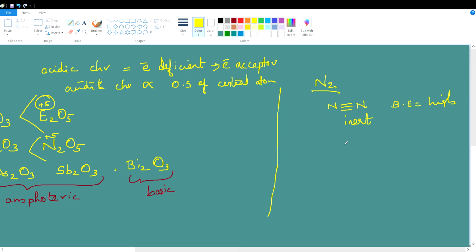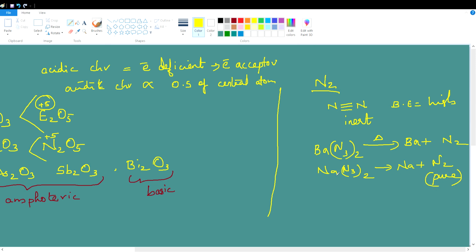Preparation methods of nitrogen: very pure nitrogen can be made by the decomposition of barium or sodium azide. Barium azide, when decomposed, gives barium and dinitrogen. Similarly, sodium azide on thermal decomposition produces sodium and nitrogen gas. This way we can prepare pure nitrogen. Very pure nitrogen is prepared by heating sodium or barium azide.